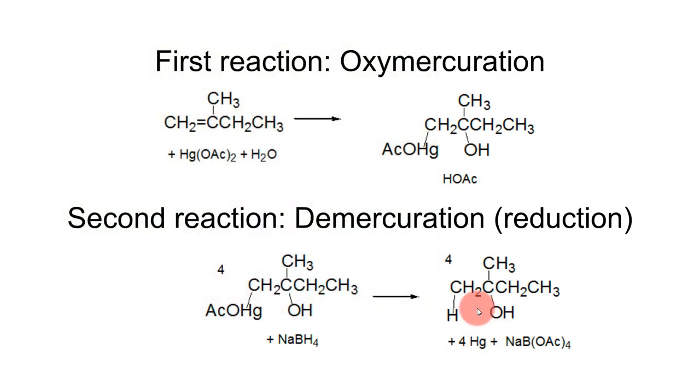Anyway, the net result is, to the 2 carbons of the double bond, you've now added a hydrogen and an OH. So really all you need to know here is that in the first step, you add the OH to the more substituted carbon and a mercury to the other one, and then you replace the mercury with hydrogen. So the net result is OH and hydrogen. And that finishes this lecture for today.